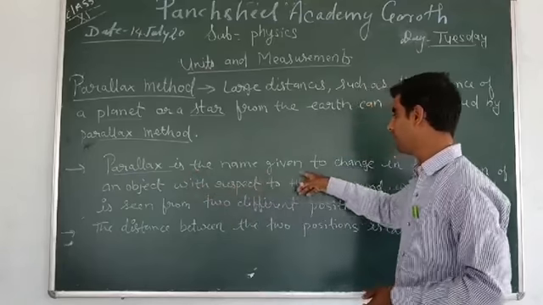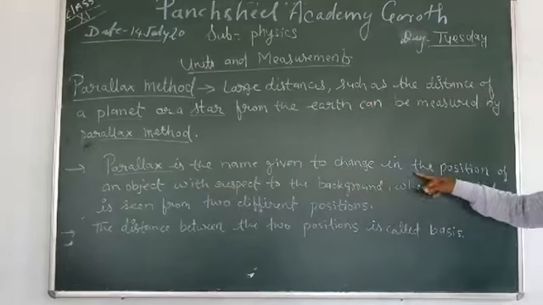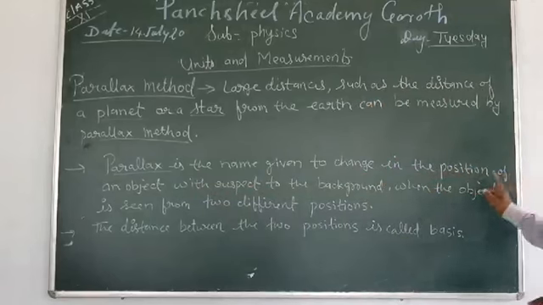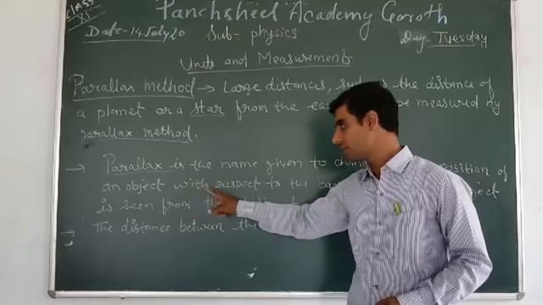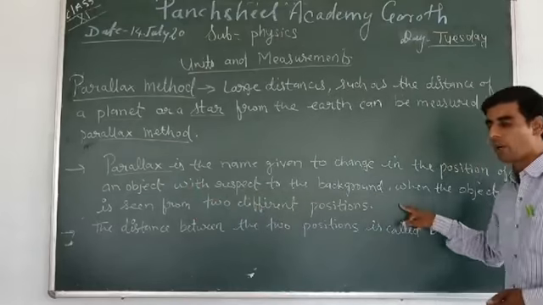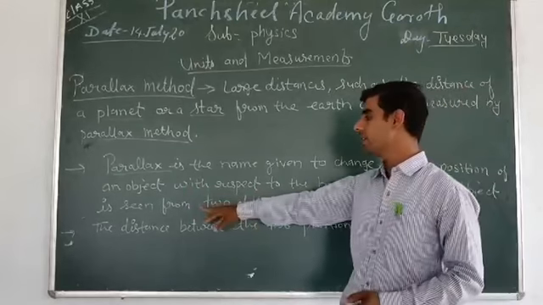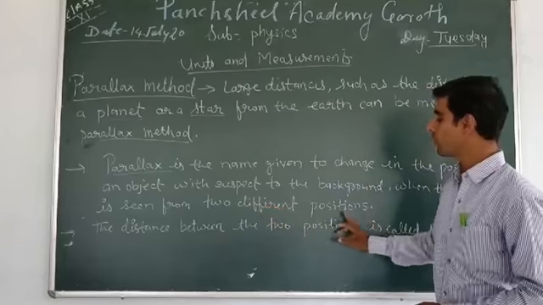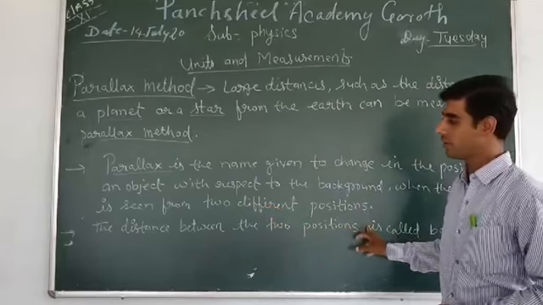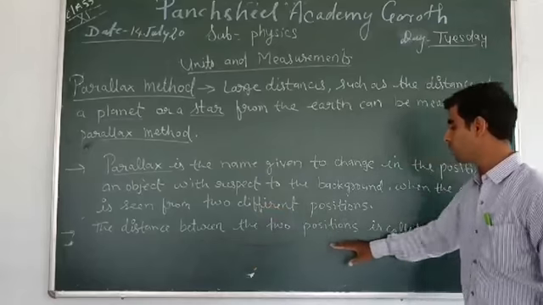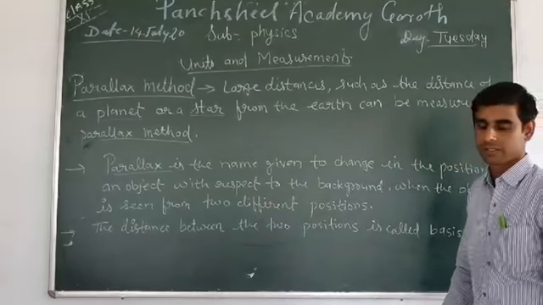Parallax is the name given to the change in the position of an object with respect to the background when the object is seen from two different positions. The distance between the two positions is called the basis.